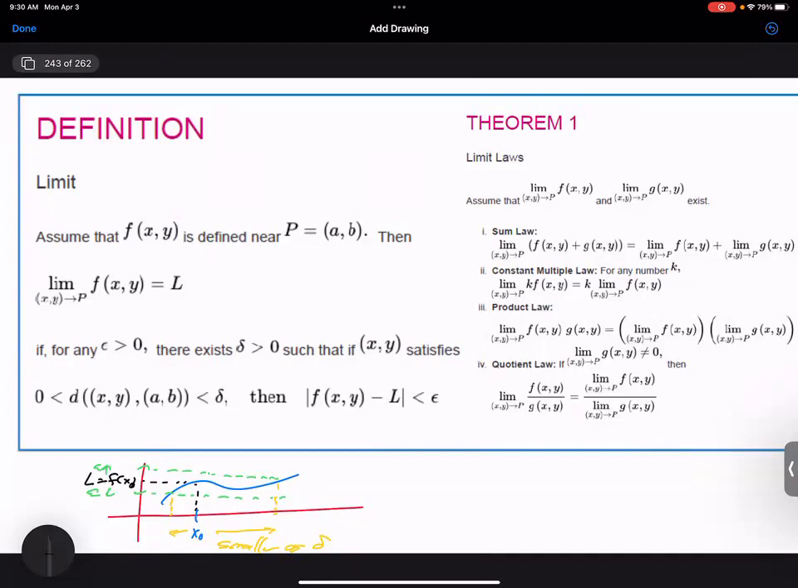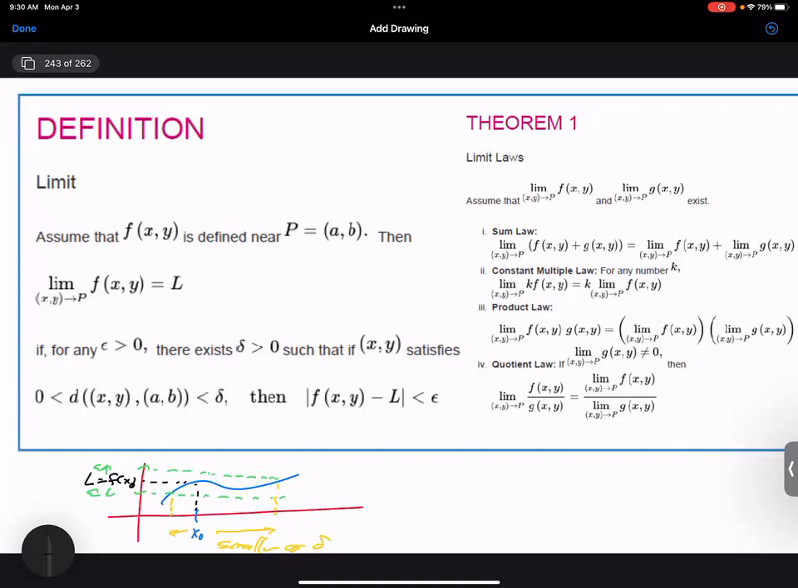And if the value of f of x naught equals the limit, then we would say the function of one variable is continuous at x naught. Similarly, if the limit of a function of two variables is equal to the value of the function at that point, we would say the function is continuous there. And there's an obvious generalization if you go to higher dimensions.